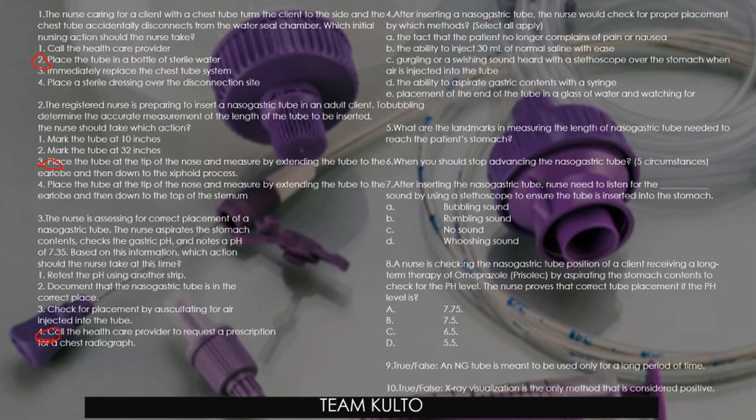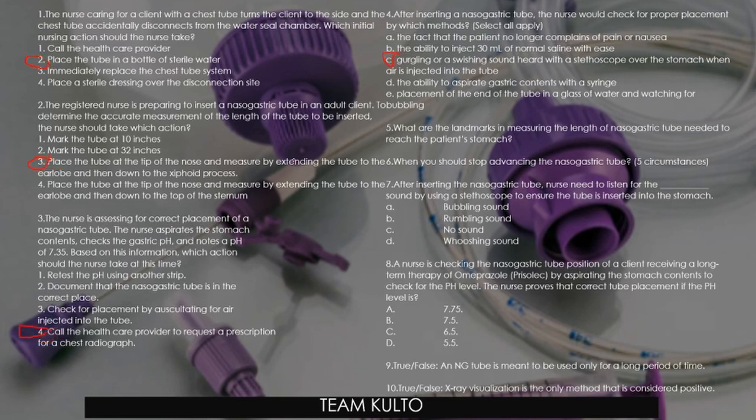After inserting the tube, the nurse would check for proper placement by which method? The answer is number four, letter C: a gurgling or swishing sound heard with a stethoscope over the stomach when air is injected into the tube. Answer is letter C. Okay, number five.